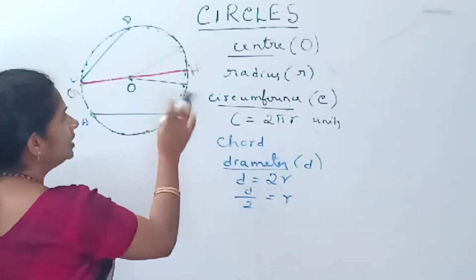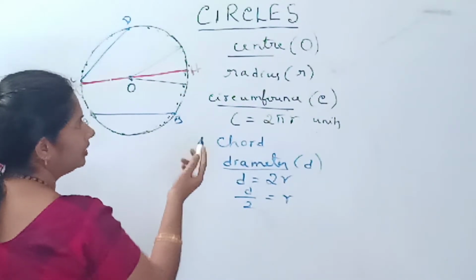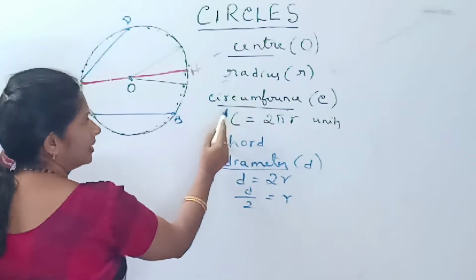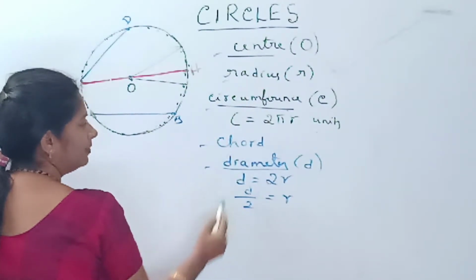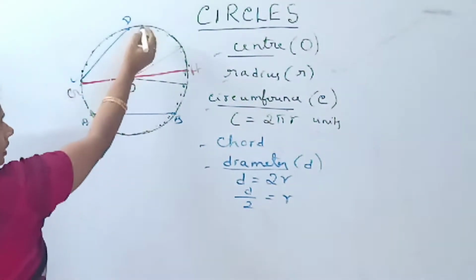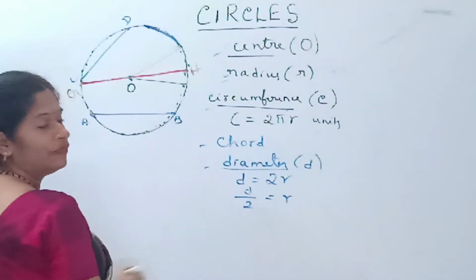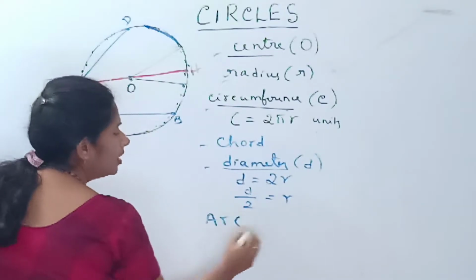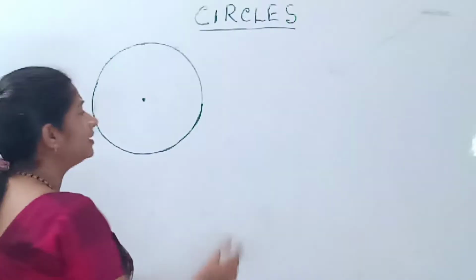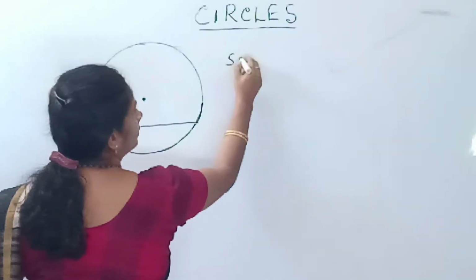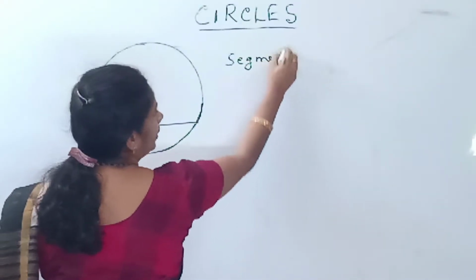Is it clear? So these are the terms already learned in 9th standard: center of a circle, radius of a circle, circumference of a circle, chord, diameter. And a piece of a circle is called an arc of a circle. Let us recall a few more parts. Segment of a circle.